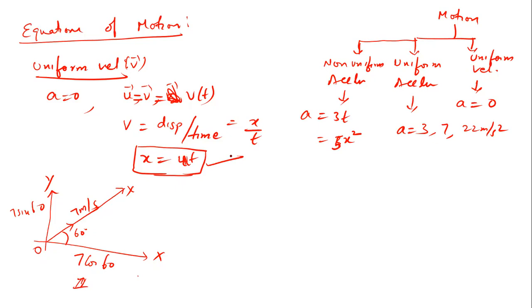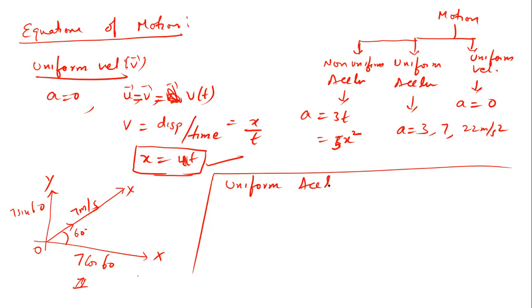Yes, sir. This would be easier. In physics, we are allowed to change the axis, but you should be consistent about changing the axis every time. Now, this is only one equation that you have for uniform velocity, so one of the easiest problems that we have. Next comes your uniform acceleration.